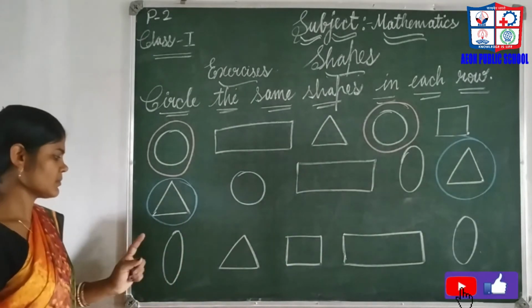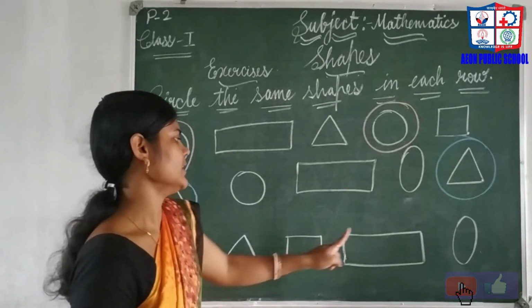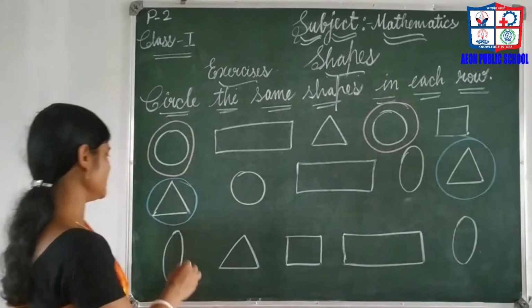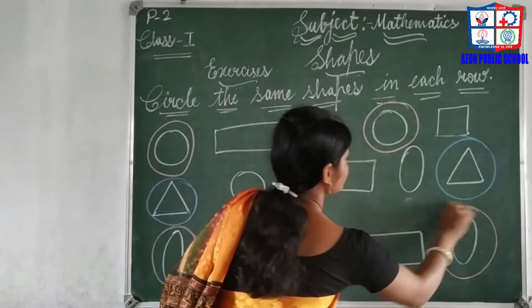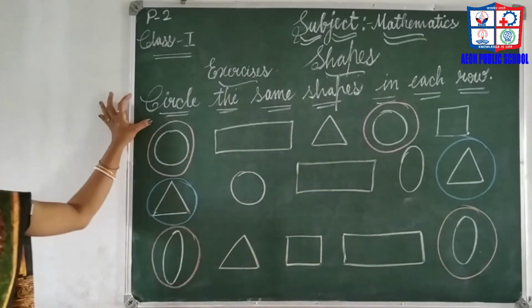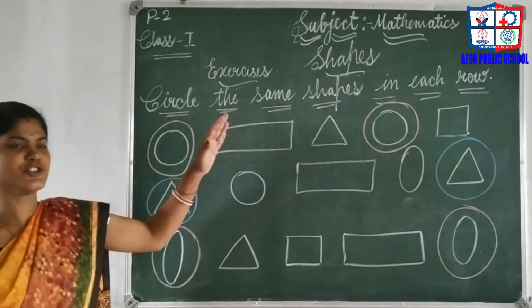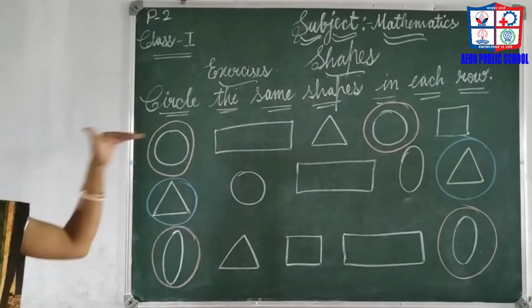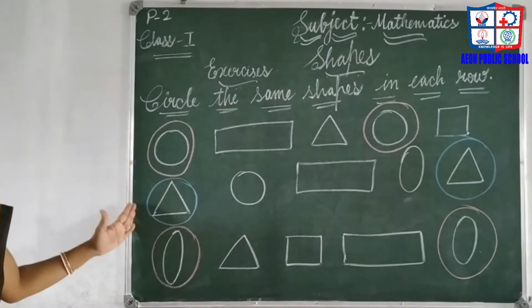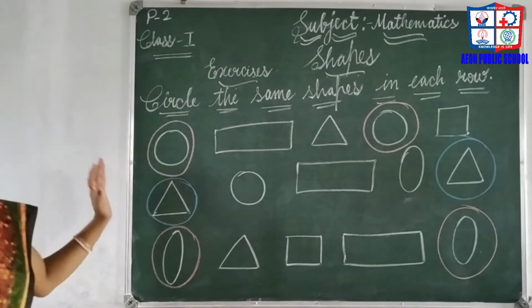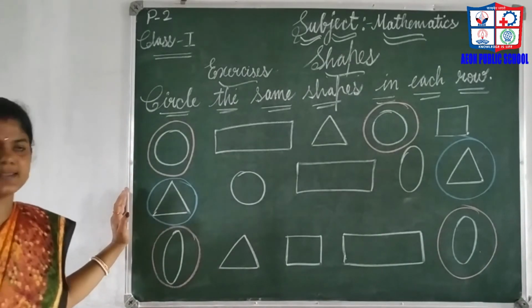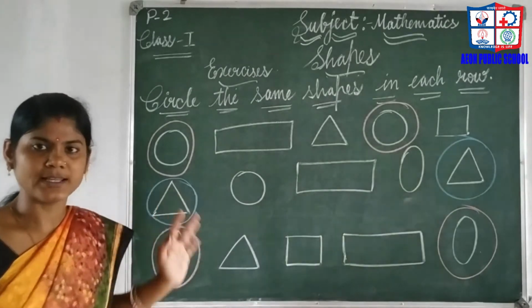Next one: oval, triangle, square, rectangle, oval. So here both are oval. So here, circle the same shapes in each row. In each line, row means this. In each line you have to circle the same shapes. So same like this only you have to do the exercise with the remaining questions. Clear?